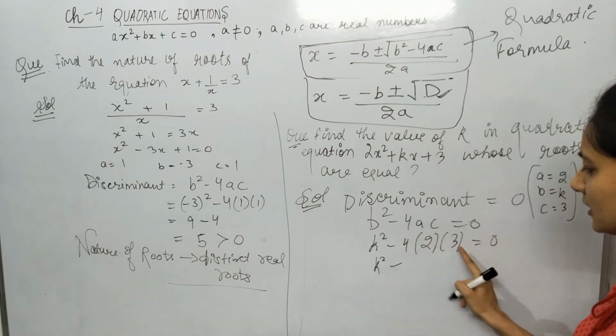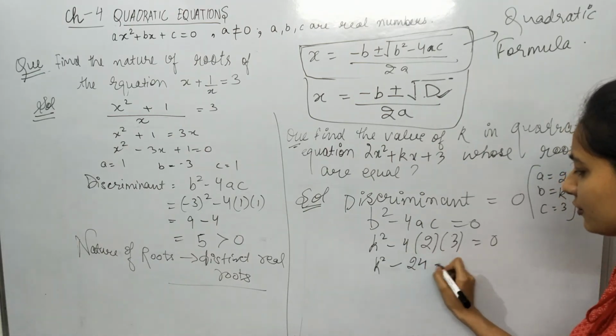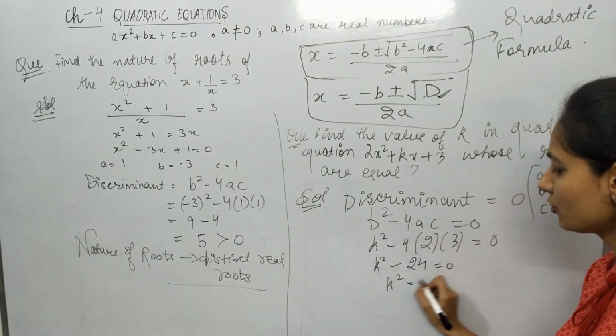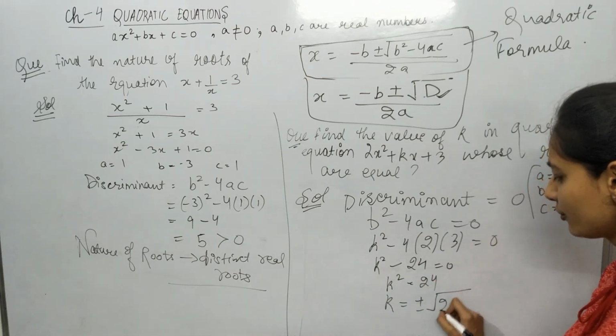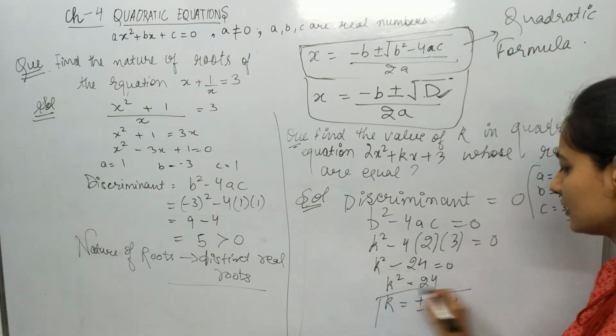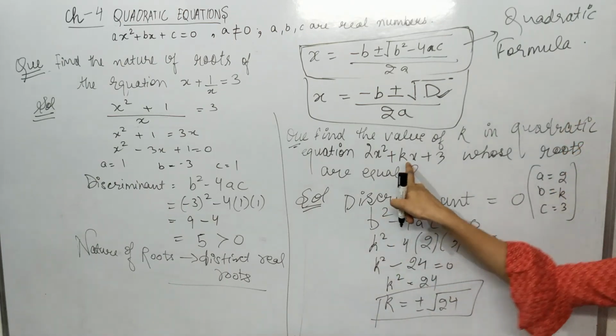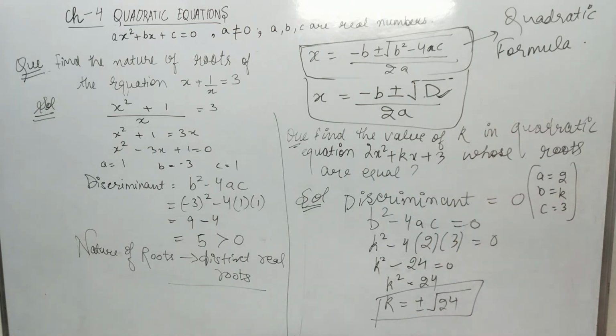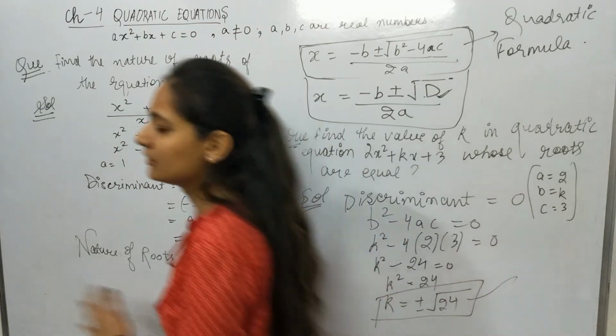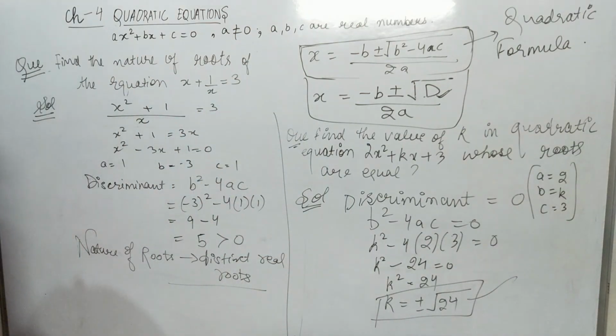4 into 2 is 8, 8 into 3 is 24, equal to 0. So here you get k square equal to 24, and k will be plus minus under root 24. So these are the values of k for this quadratic equation whose roots are equal. In this way you can find the value of k. These types of questions come from this exercise, that is nature of roots. Okay, in this way you can find the nature of roots.